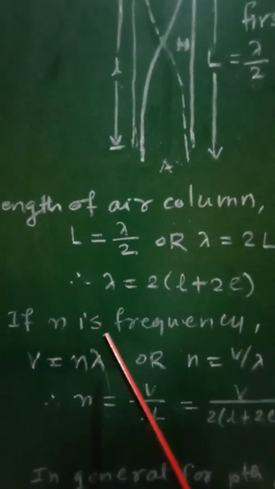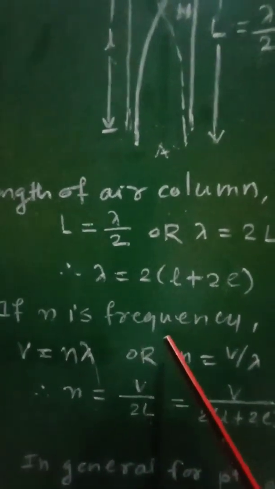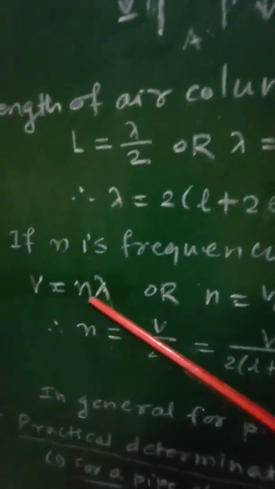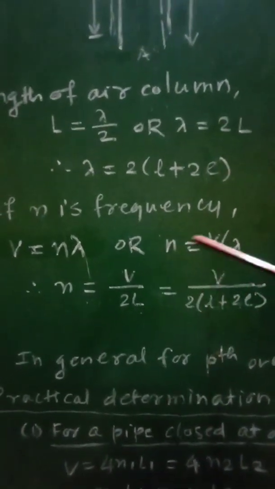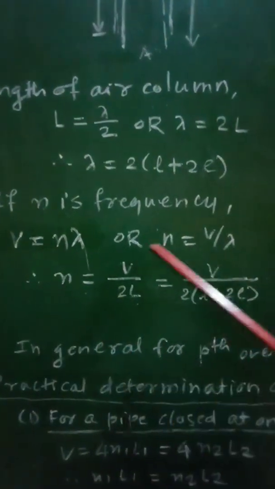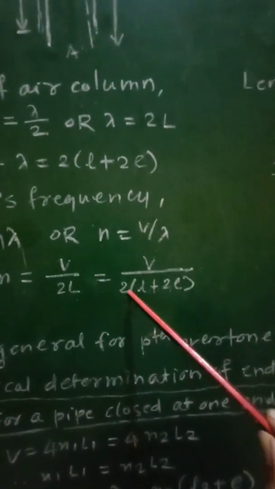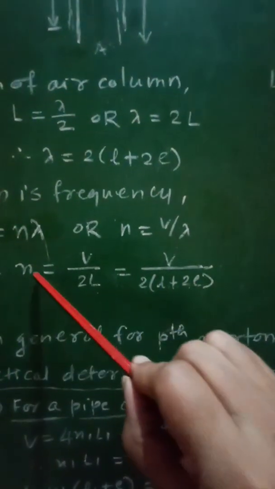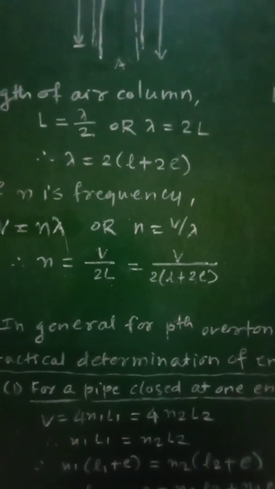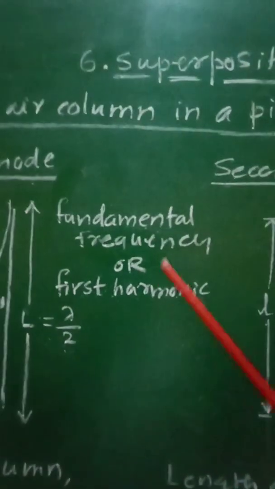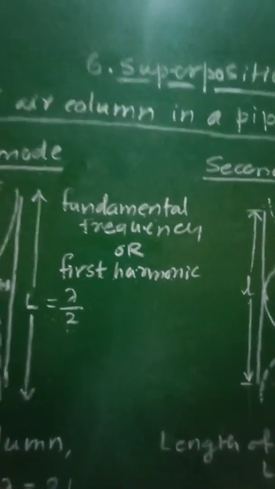Now if n represents the frequency of vibration of the air column for the first mode, then we can write v equal to n lambda, therefore n will be equal to v by lambda. But lambda is nothing but 2L, therefore n is equal to v by 2L, that will be equal to v upon 2 into (L plus 2e). This will be the lowest frequency of vibration of that air column, which is called the fundamental frequency or first harmonic.